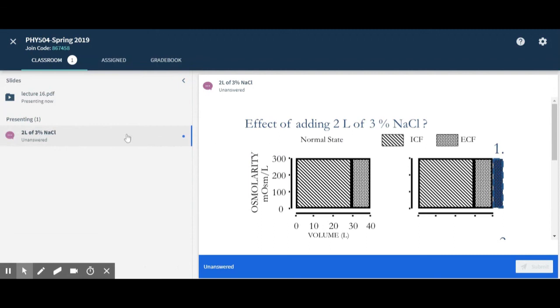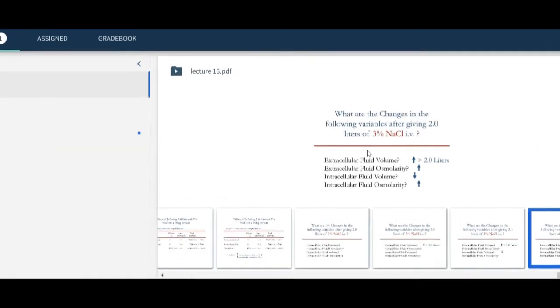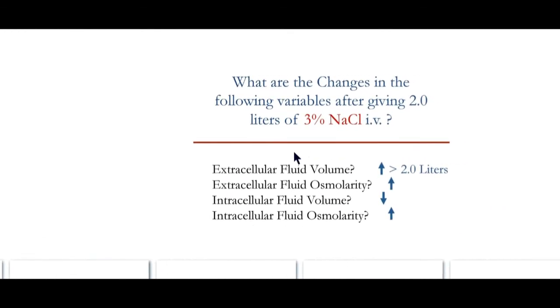Okay? Extracellular fluid volume went up, fluid osmolarity went up, the intracellular osmolarity went up because these two are going to match, and the intracellular volume went down. So this is just a summary of what we had actually calculated.